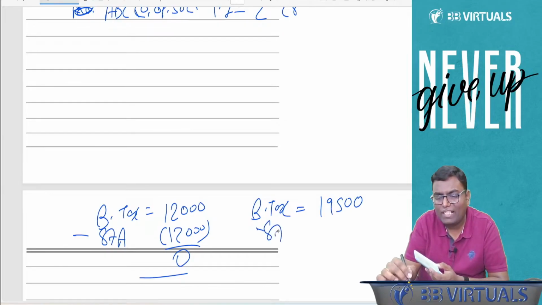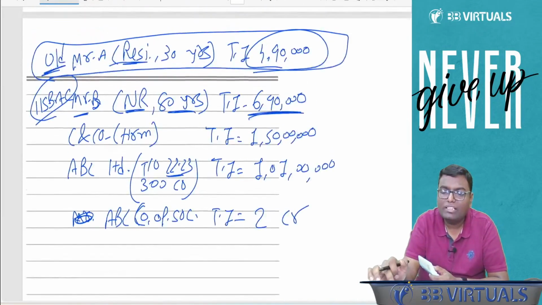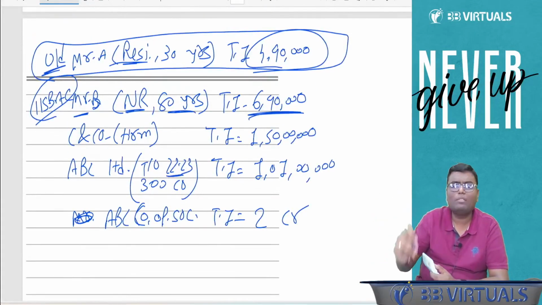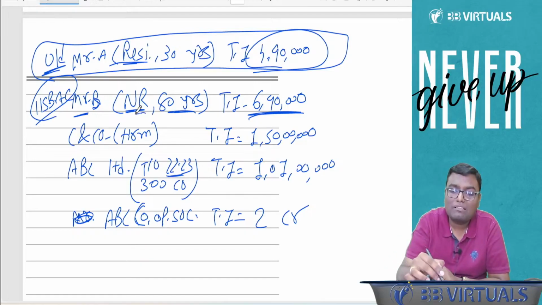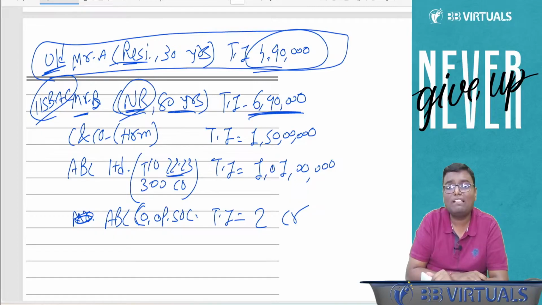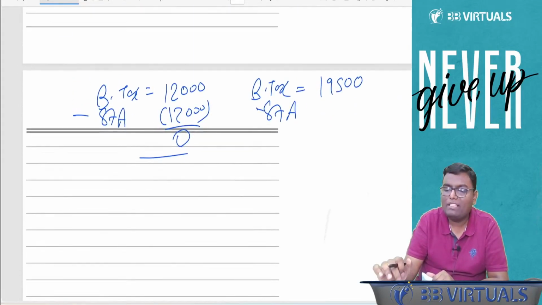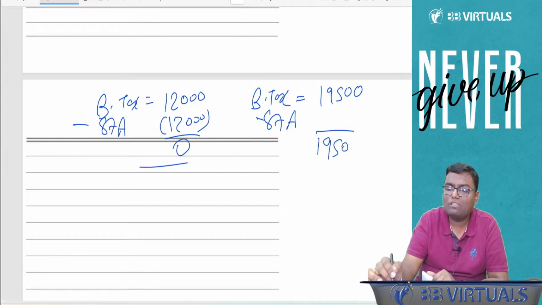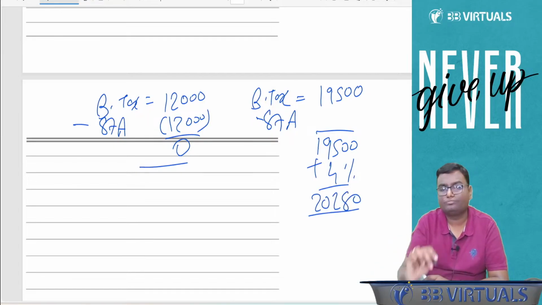Acha, is the 87A rebate applicable? See, in 115BAC, rebate is applicable if your income is up to 7 lakh. Here it is 6,90,000. Rebate applicable, na? Not applicable because the person is a non-resident. Rebate is applicable only if the person is resident. And that's why rebate is not applicable. The tax is 19,500. On that, I will add directly 4% cess. That will be 20,280. Understanding up to now? Okay.